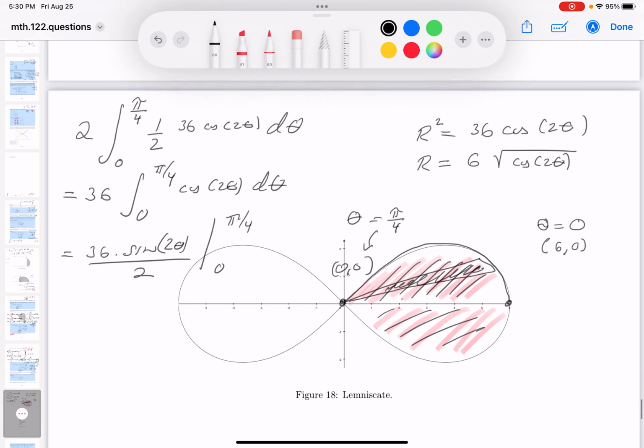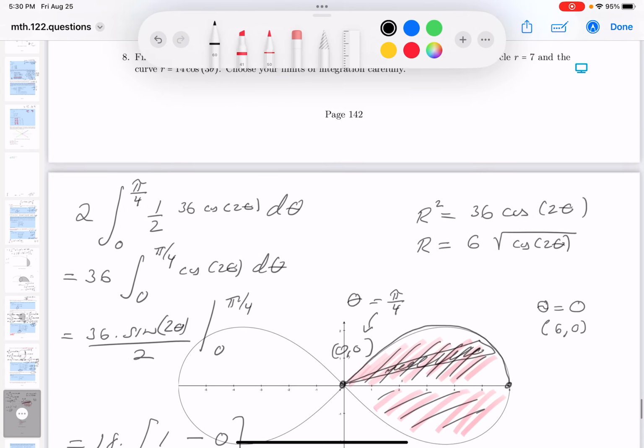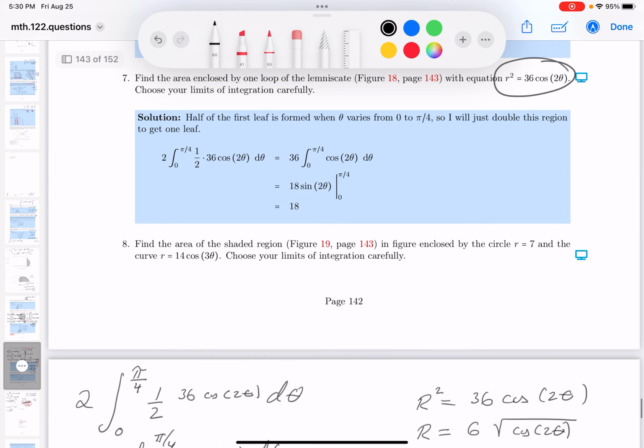All right, let's evaluate it. And what do you get here? Well, 2 goes into 36 18 times. And then I'm going to evaluate this. You're going to get the sine of 2 times pi over 4, which is pi over 2, and the sine of pi over 2 is just 1, minus the value at 0, which is just 0 there. That's pretty simple. What do you get here? 18. Like I always say, check for the key mistakes that happen. Maybe I miswrite it, whatever. But I'm hoping to see 18.